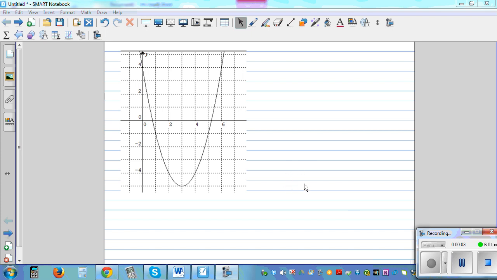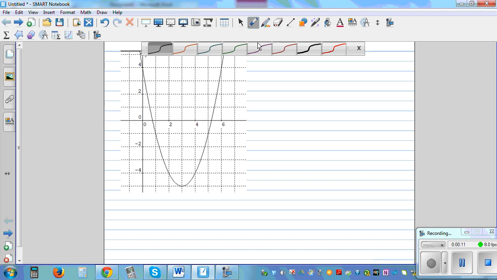Now, in this video, I want to show you how you can write the equation of a parabola by just looking at the vertex and one more point. One problem that we have is you can't say what the x-intercept is clearly. It is somewhere between 0 and 1 and between 5 and 6. So you can't write the equation from the x-intercept.